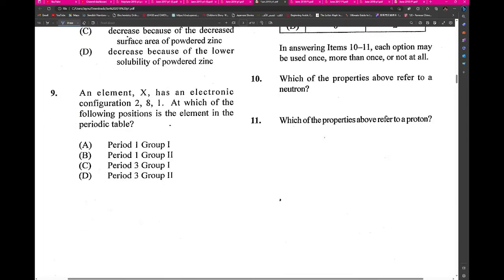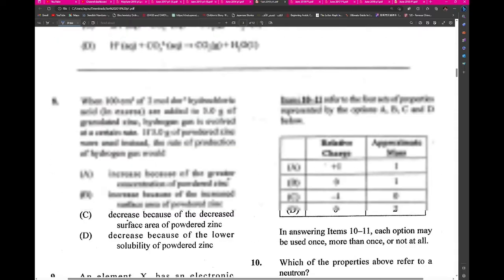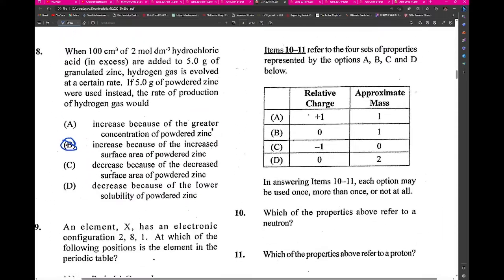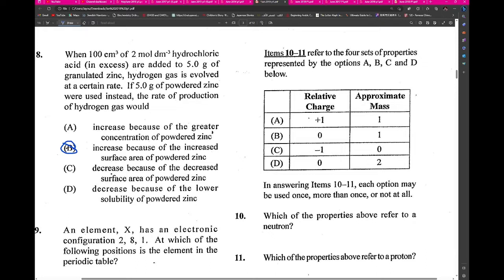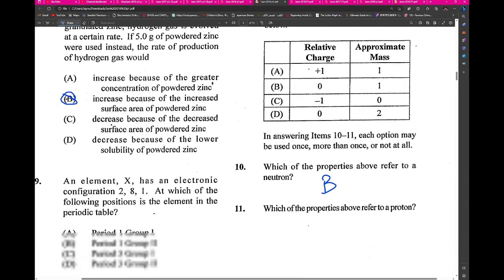The element X has an electronic configuration of 2,8,1. Which of the following positions is the element in the periodic table? So 2,8,1, right? So it would be in period 3, group 1. Alright, let's look at this now. Which of the following properties above refer to the neutron? The neutron is neutral and approximate mass is around 1. So this would be B. Which one refers to the proton? Positive, and mass is 1.